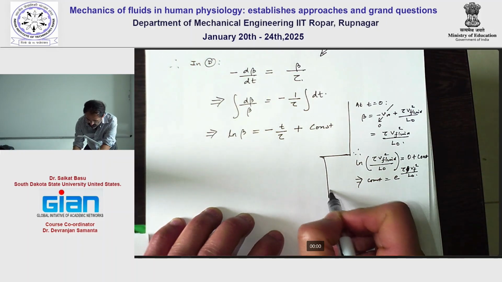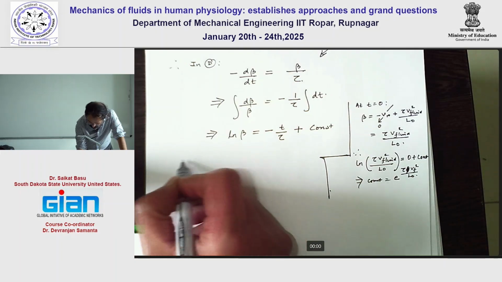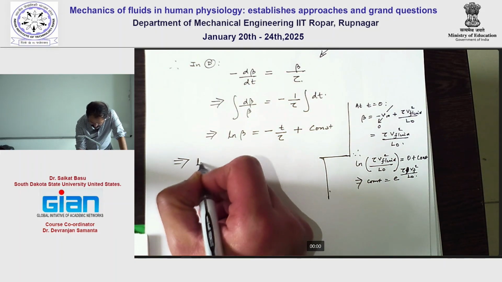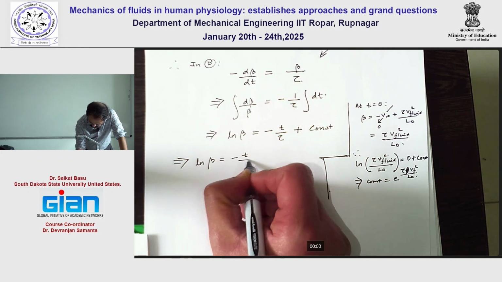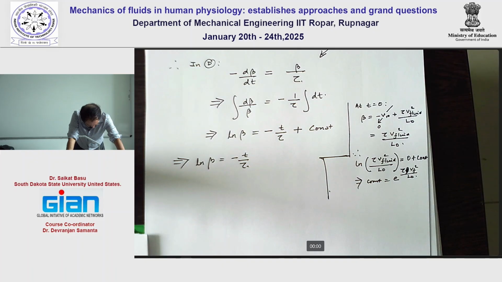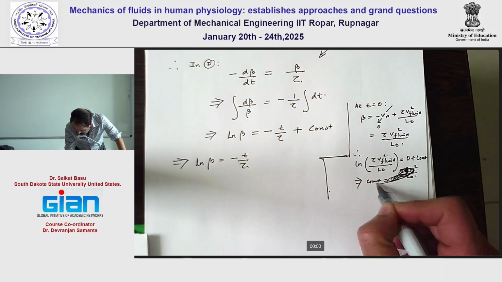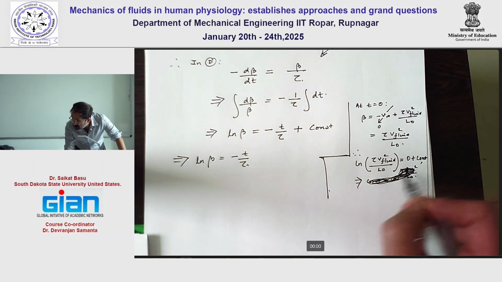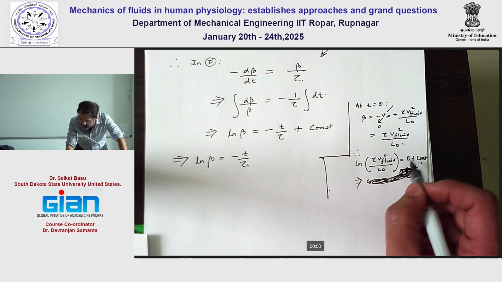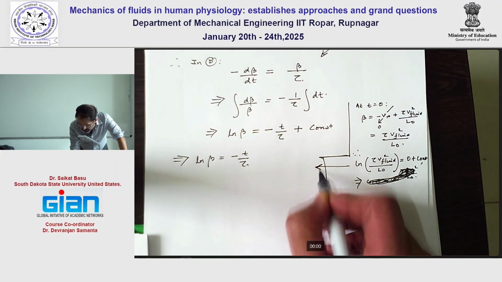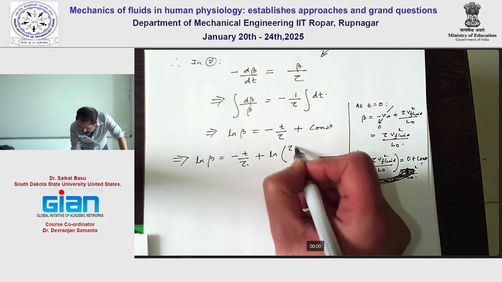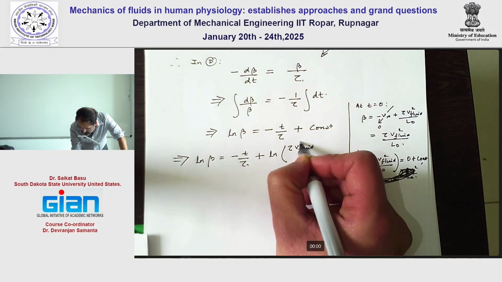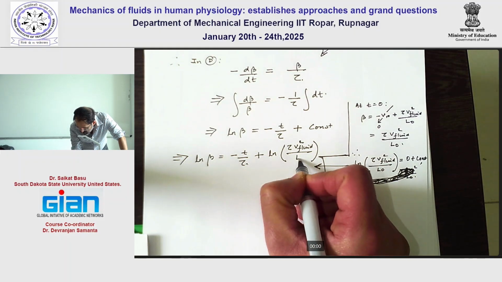So let's move this over here. Natural log of beta is minus t over tau. Actually, this last step is wrong. We can just use this constant to be the natural log of this entire term. So let's put this directly over here: minus t over tau plus log of tau V fluid square divided by L naught.